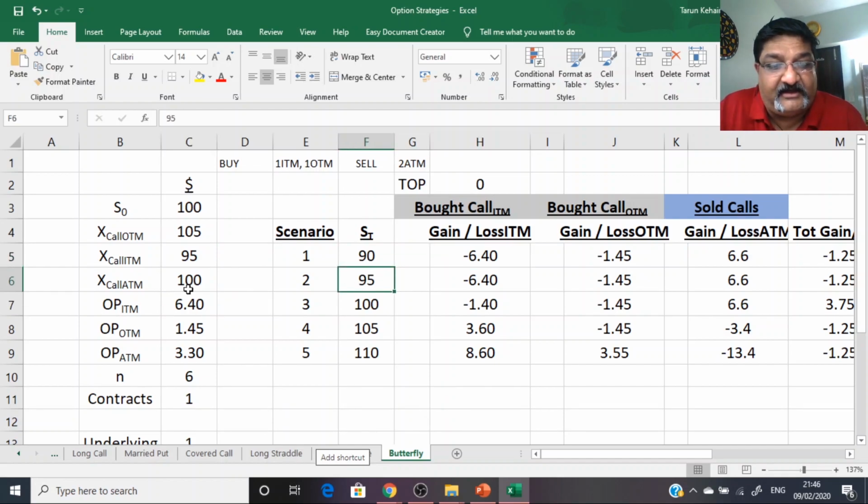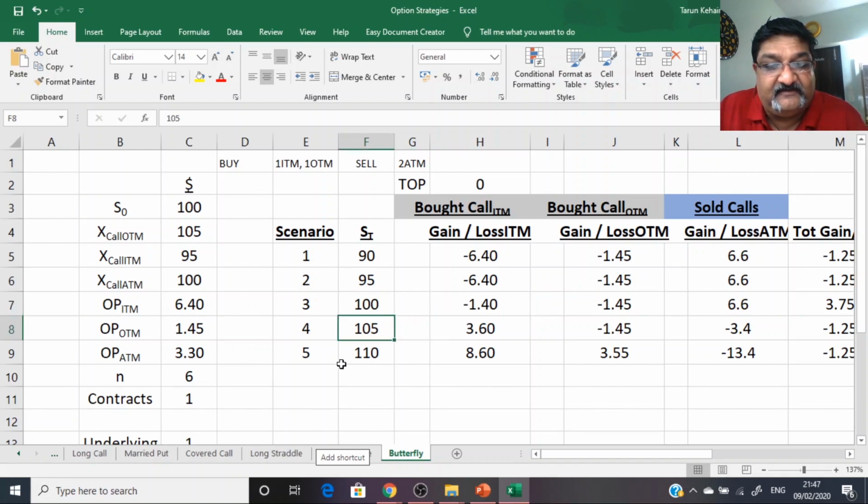Move to 95. Again, you don't exercise the option. Again, you'll have to pay 6.4. Move to 100. This time you exercise the option. Because you exercise the option, what's your gain? Your gain is you are buying a security at 95, which is worth $100 in the market. So you have a gain of $5 per security, but you'll have to pay 6.4 for that. So minus 6.4 plus 5. So you have a net gain of minus 1.4, right? So your losses come down.